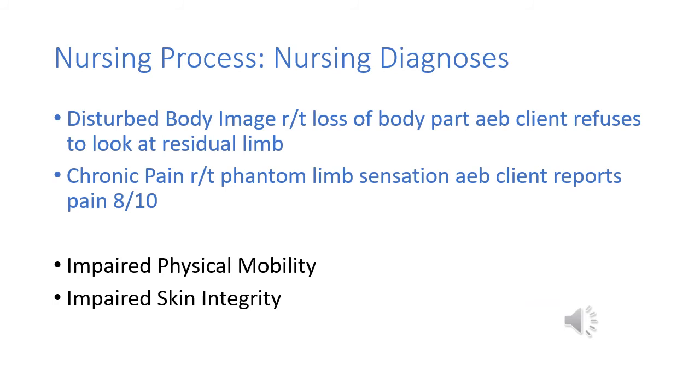When we think about the nursing process and specifically nursing diagnoses, we certainly will look at some of those diagnoses we've already talked about, like impaired skin integrity or ineffective tissue perfusion. I also threw in there physical mobility, but two that are on your objectives page that I think we haven't looked at yet are disturbed body image. And this is huge post-amputation, related to loss of body part, and the evidence that I gave was that maybe the client might refuse to look at the limb. We'll talk a little bit more about that in a minute.